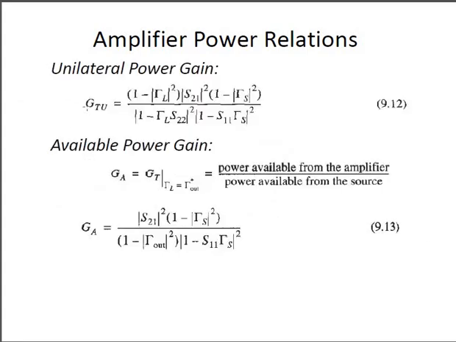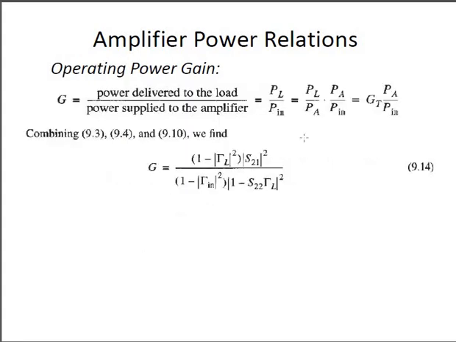Then the unilateral power gain is nothing but we are going to consider the power travelling from 1 to 2, not in the reverse. So if we take power travelling from port 1 to port 2, then it becomes unilateral power gain. Then the available power gain is nothing but GA equal to, in the transducer power gain, we are going to replace gamma L is equal to gamma out star. So if we replace this, we will get equation number 9.13. This is called the available power gain.